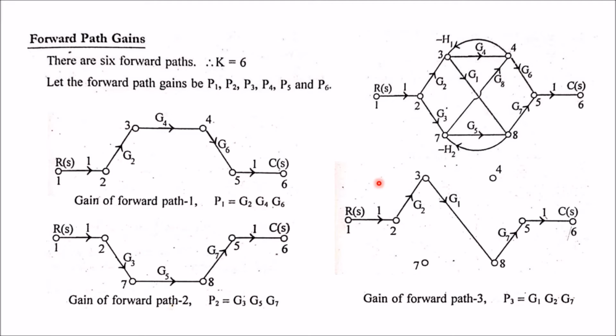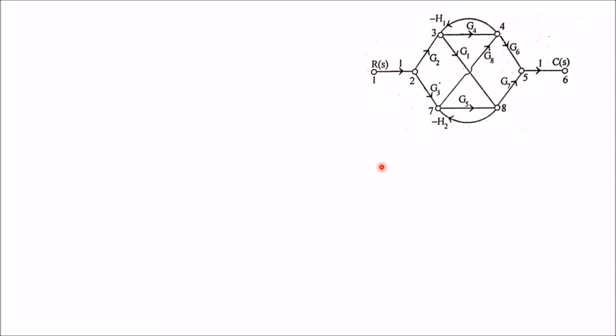As k is equal to 6, del k also 6 times. So del 1, del 2, del 3, del 4, del 5, del 6. But del remains only 1. Okay, so let us find the remaining forward path.